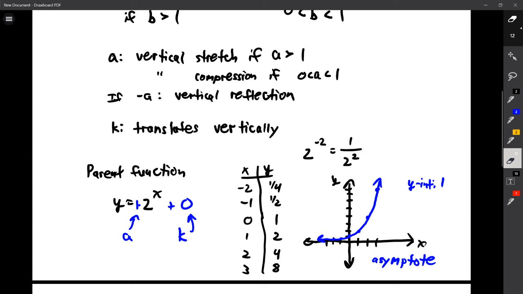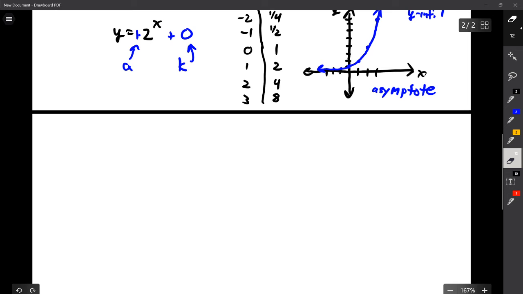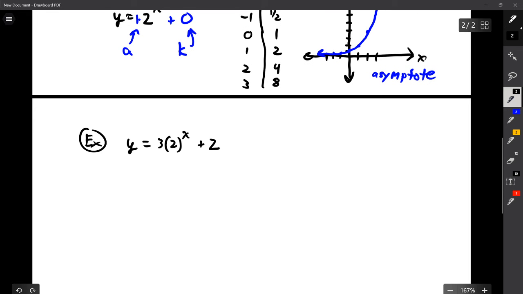And we could also look at what happens with the vertical stretching and whatnot. So let's look at an example like y equals 3 times 2 to the x plus 2. Okay, so what is this 3 doing? This 3 is vertically stretching it.